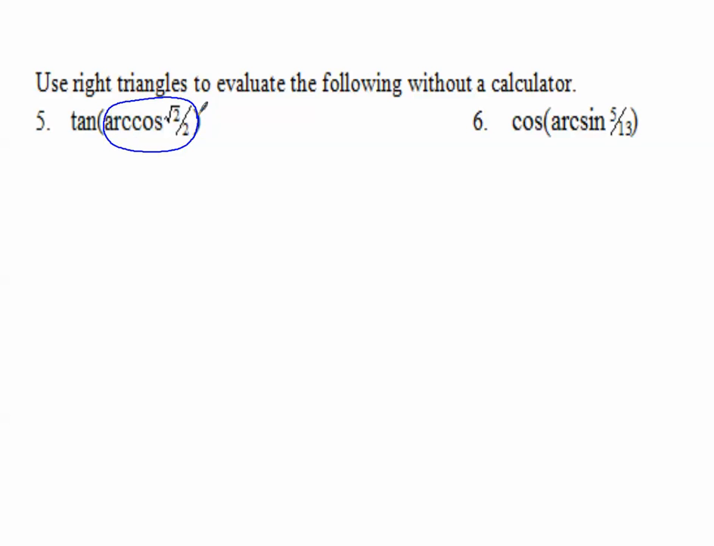So remember what we asked ourselves. This is the angle theta. We basically said the cosine of what angle equals root 2 over 2. Well, we're going to solve that, and we're going to say theta is pi over 4. Well, that was that part. Now I have to do the outside part, the tangent. So the tangent of what I just found, pi over 4, and evaluate that.